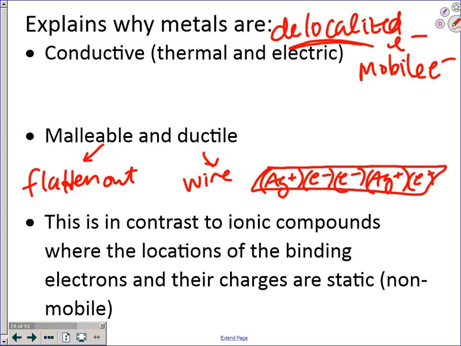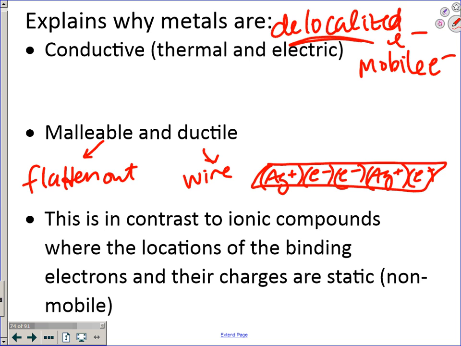If we didn't have mobile electrons, the metals themselves would look just like ionic compounds, and they would smash and crash and be brittle in the same sense. So when you flatten things out or pull them into a wire, the atoms of the metals and the electrons are just lining up next to each other and filling the gaps in between.